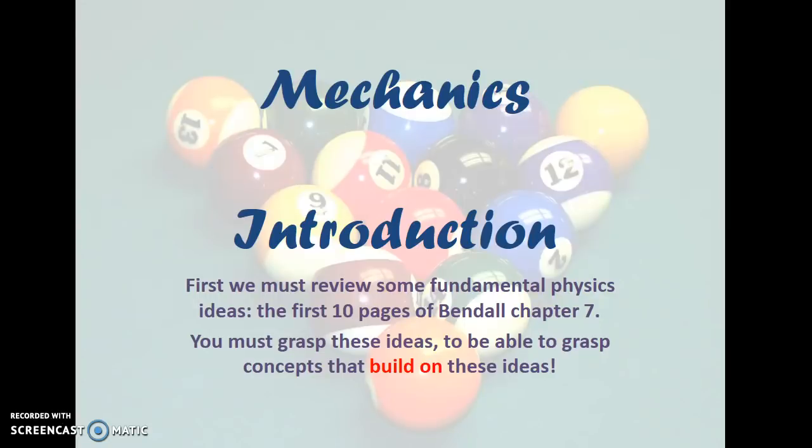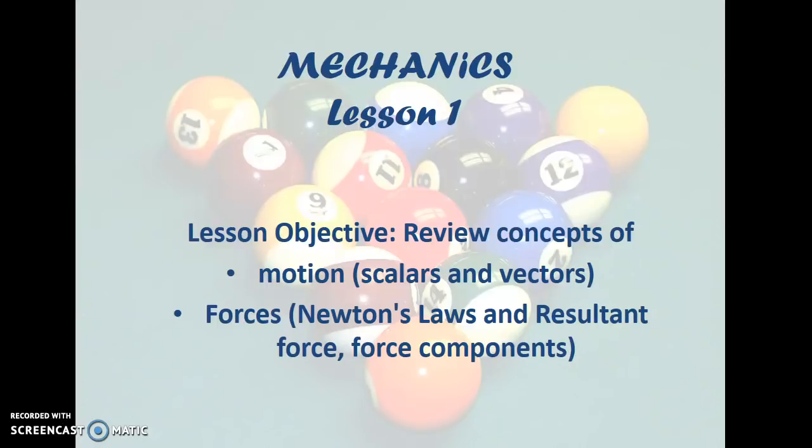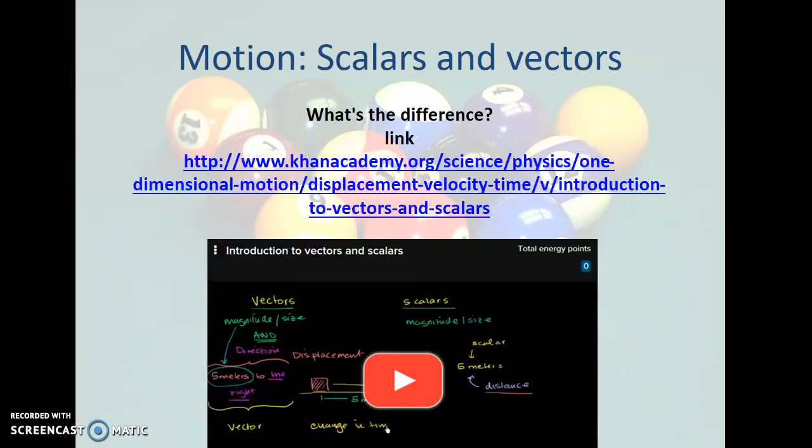So the first part of Chapter 8 in your Bendel textbook contains a revision of Level 2 physics. And so you need to be able to grasp these ideas in order to move on. So we'll start off looking at motion, scalars and vectors, and then we'll look at forces, Newton's laws, resultant forces, and components. And then we'll do a couple more lessons to cover the 10 pages after that.